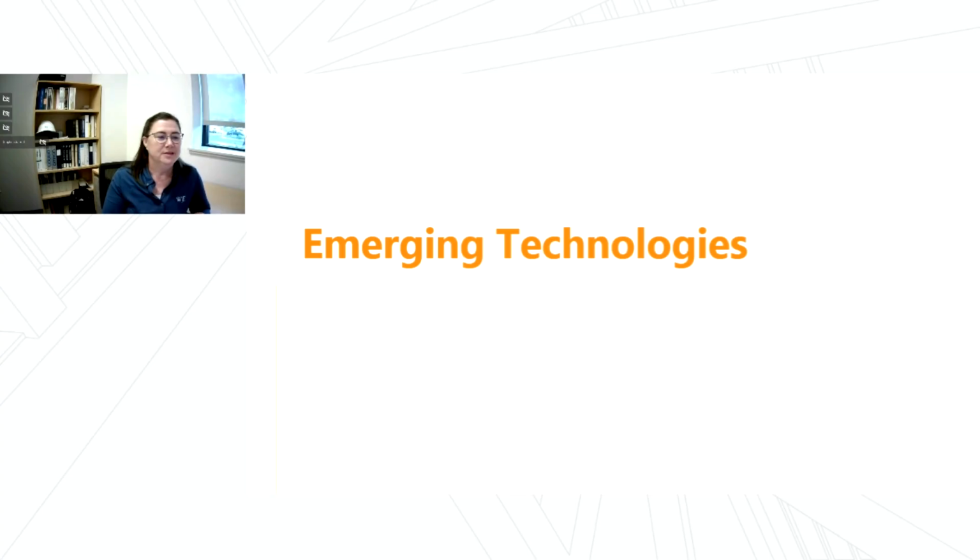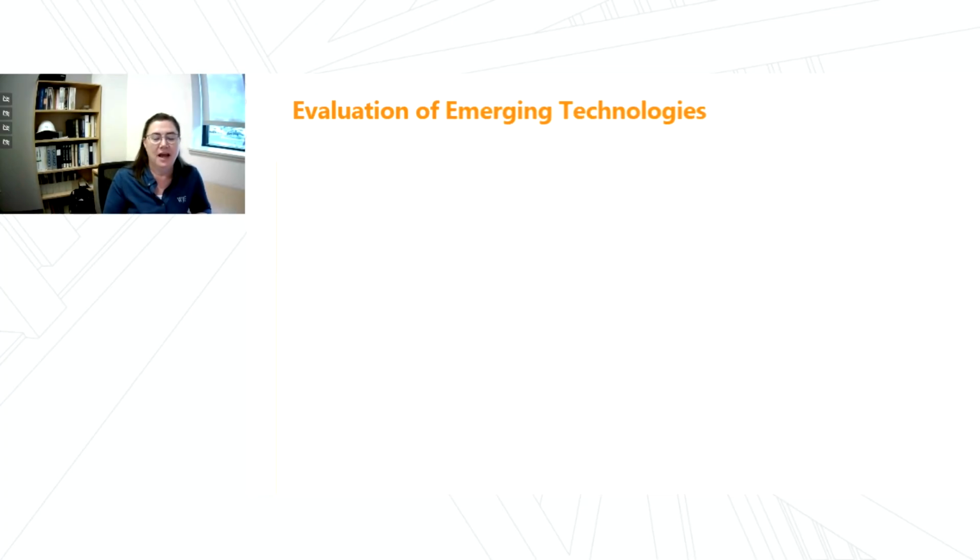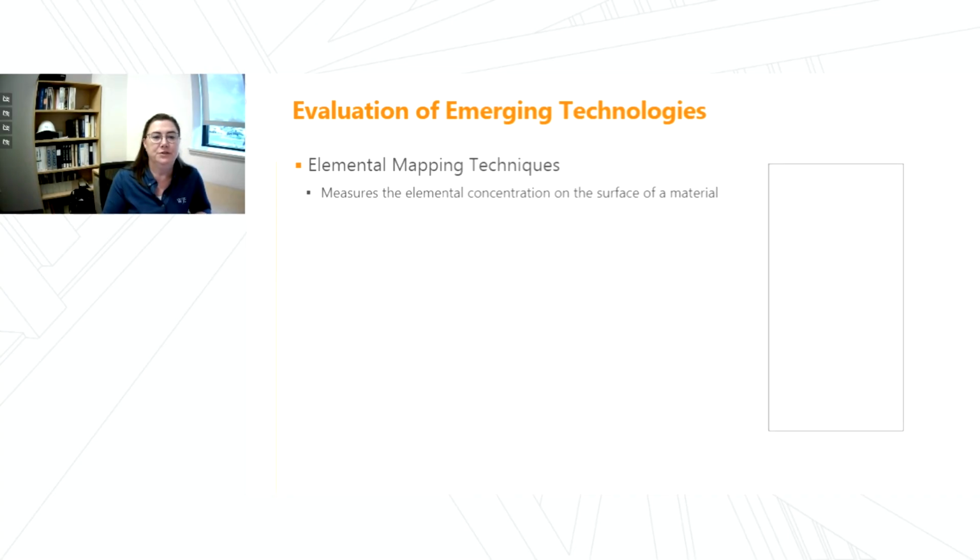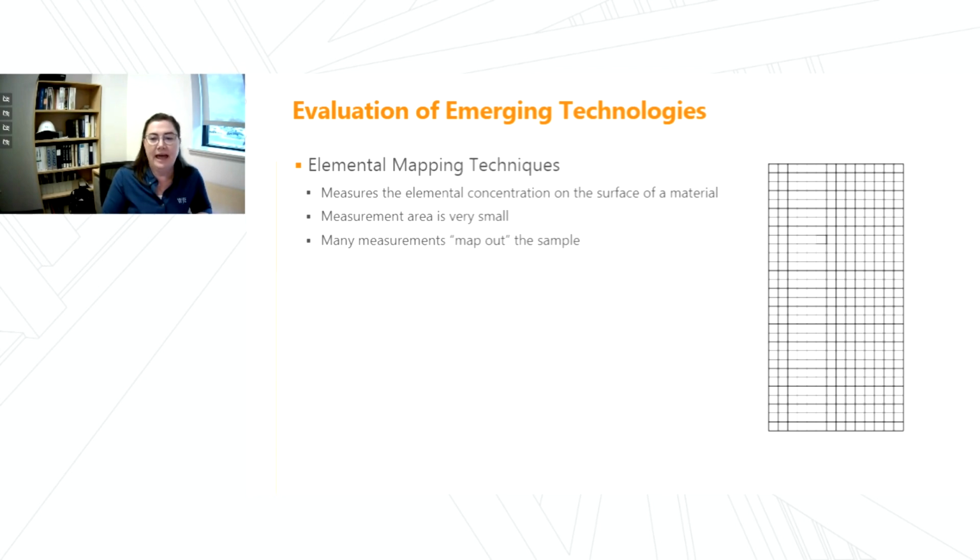Thanks, Stephen. So in the laboratory, we are constantly looking for ways that we can get more and better data and information with our testing labs. And when it comes to chloride analysis, one of the things that we have been looking into has been elemental mapping techniques. So elemental mapping techniques basically are able to measure the elemental concentration on the surface of a material. So it can directly measure the surface of your concrete. And that measurement area is really very small, but you take a lot of measurements and add them all together so that you're basically mapping out your sample.